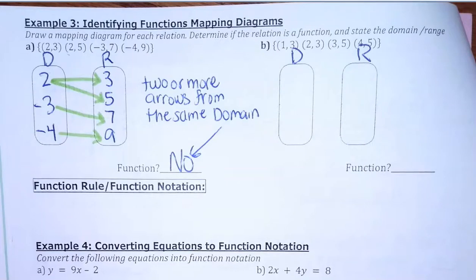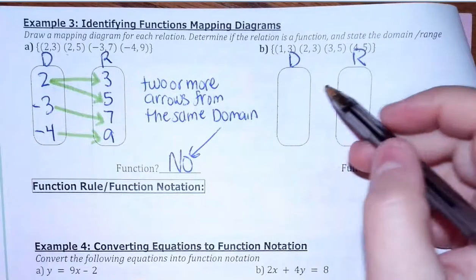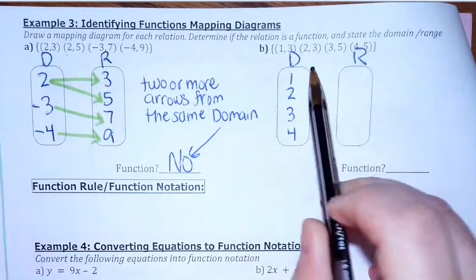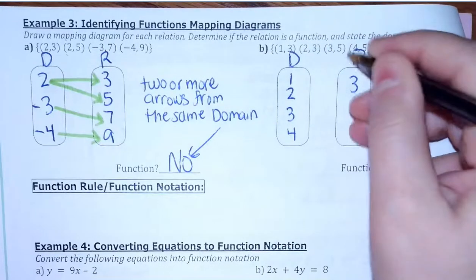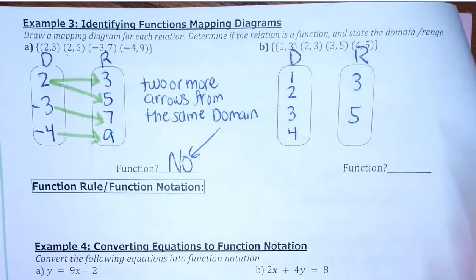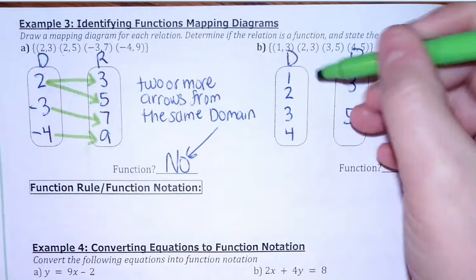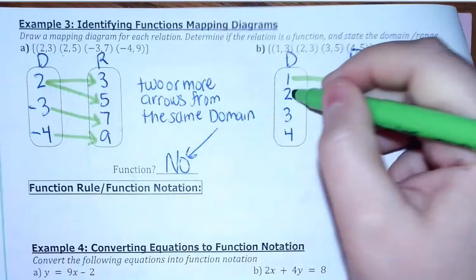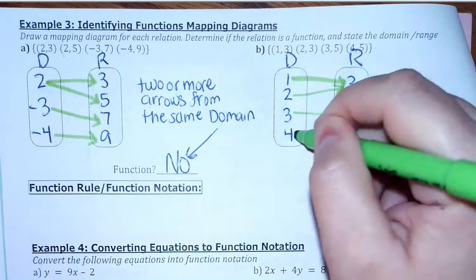Okay, domain and range here. Same thing, I'm just going to write down the X coordinates. Looks like we just have 1, 2, 3, and 4. And the Y coordinates, I have 3, 3 again. Then I have 5 and 5 again. All right, and then I'm just going to draw my map. So the X coordinate of 1 goes with 3. 2 also goes with 3. 3 goes to 5, and 4 also goes to 5.